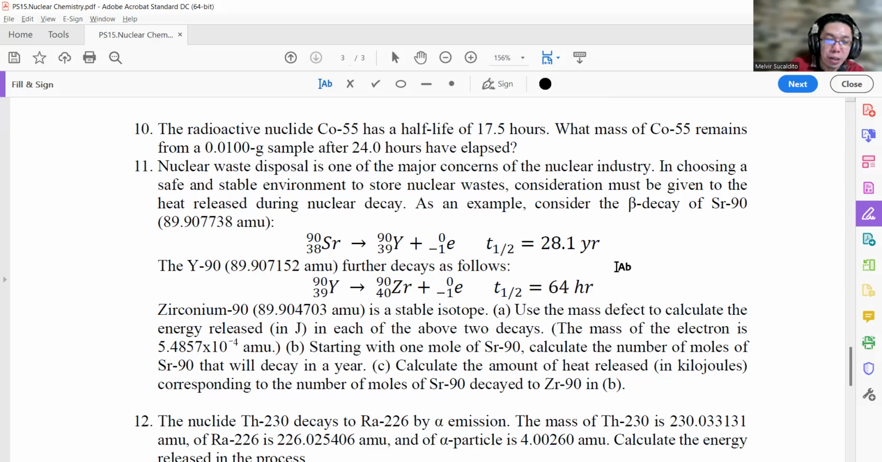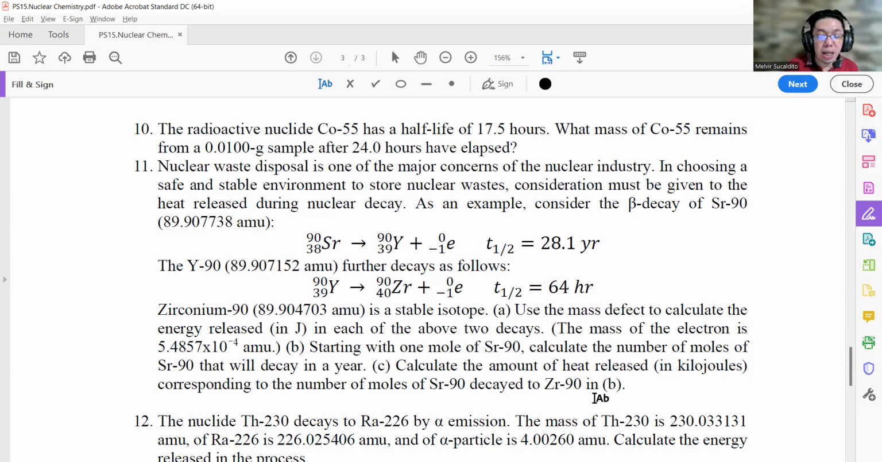Okay? So for letter A, Joshua, I need to see two energy changes there: strontium-90 to yttrium-90, then yttrium-90 to zirconium-90. The atomic masses for the three involved nuclei were already given. Then starting with 1 mole, yun ulit, parang yung ginawa natin sa number 9, no? Starting with 1 mole of strontium-90, calculate the number of moles of strontium-90 that will decay in 1 year. So that will be the question.